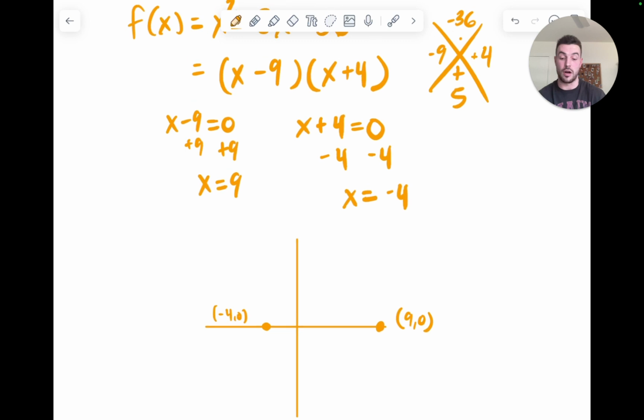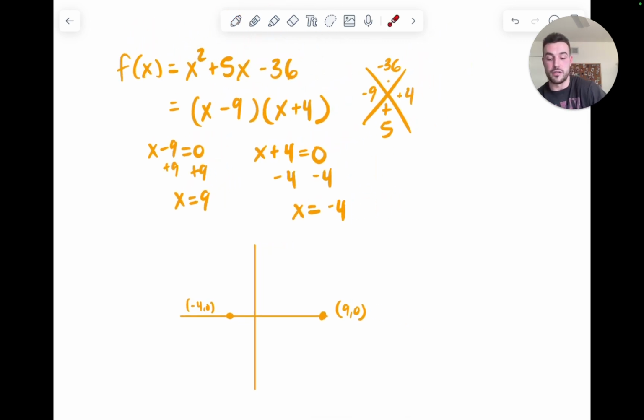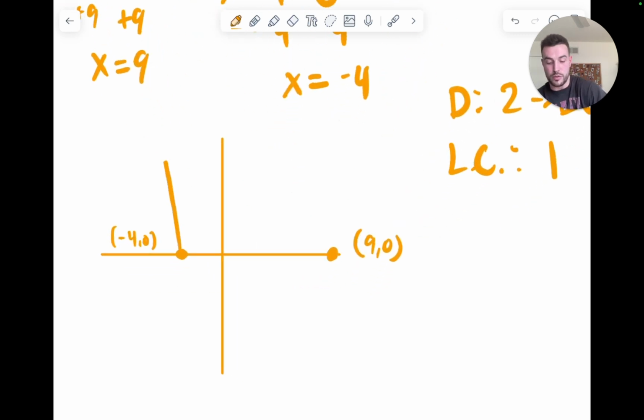But let's not forget we also know about our end behavior. Our end behavior focuses on the leading term, so we need to focus on our degree and our leading coefficient. The degree is 2, which is an even number. That means the end behavior should be the same, either both up or both down. The leading coefficient is a positive 1, so the end behavior should be both going up. So we want to go through these points and back up here.